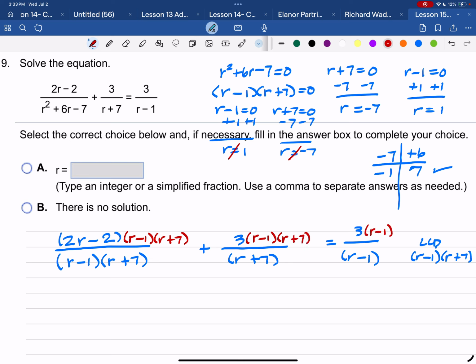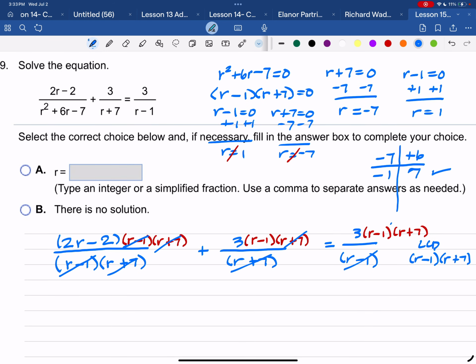(r - 1) and (r + 7). Now, I'm going to reduce r minus 1 with r minus 1, r plus 7 with r plus 7, and then the last one, r minus 1 with r minus 1. So I'm going to write what's left. Here there's a 2r minus 2. There's nothing else left, so I don't need parentheses anymore. Plus 3(r - 1) equals 3(r + 7).